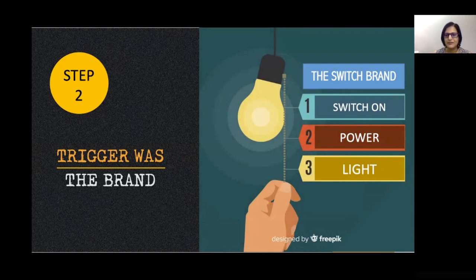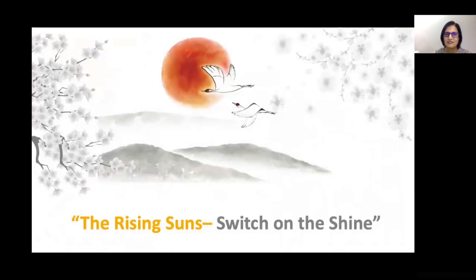We also saw how we arrived at the main theme using word mapping. We got the words switch on, power, and light. And do you remember what these words gave us as the central theme? Yes, the central theme was called the Rising Sun: Switch on the Shine, because it was all about light, power, and ultimately it was about switching on the inner shine of the employees.